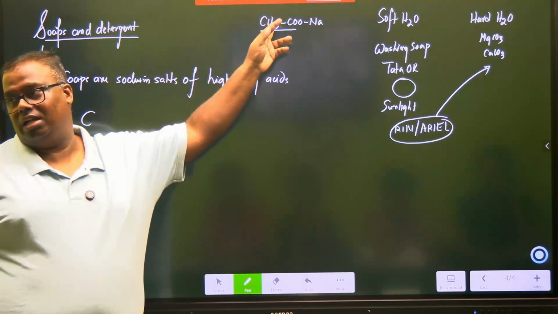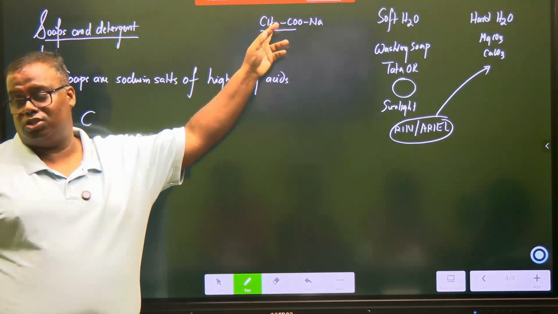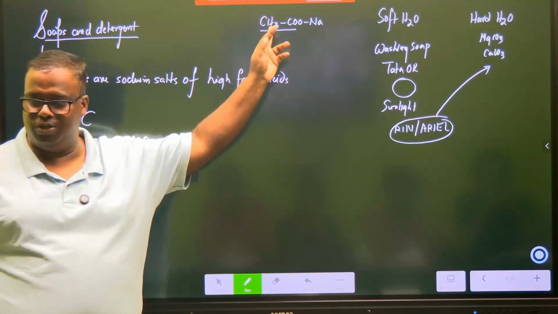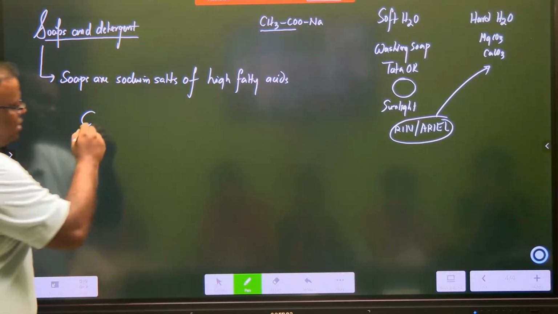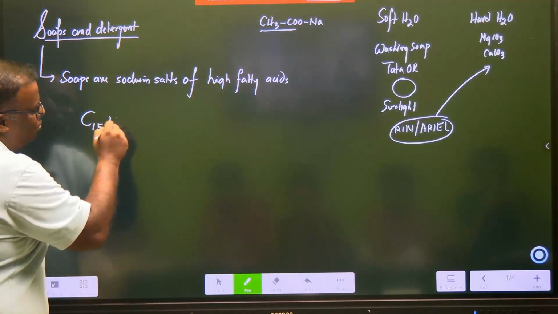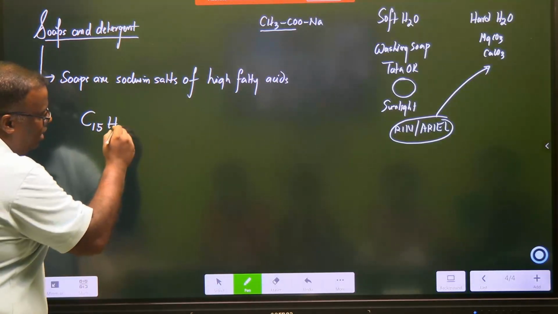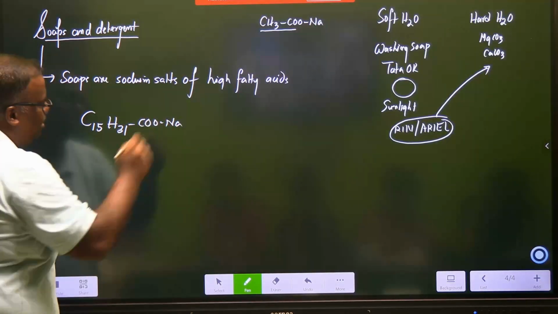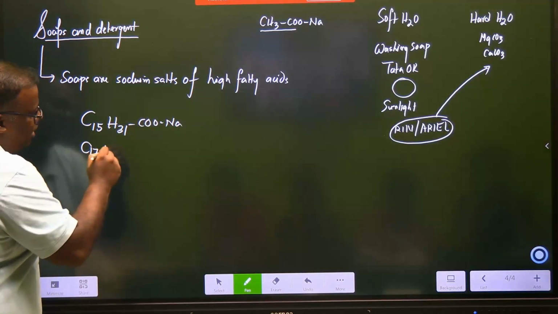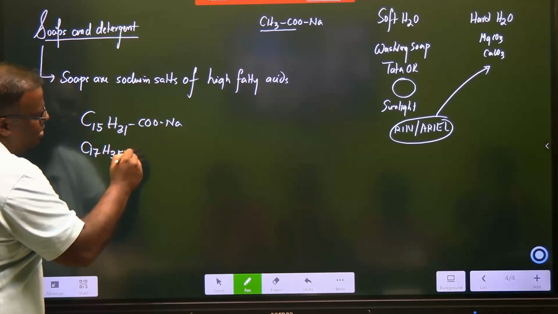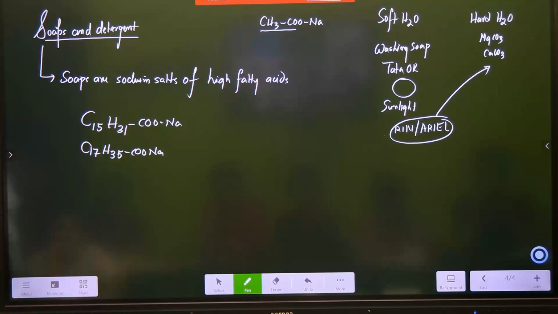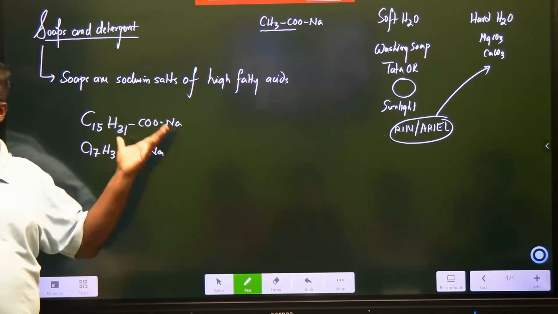What is this? Alkane CnH2n+2, minus 1, so this is CnH2n+1. Have you agreed? So we have chains with 15 carbons. So 15 twos are how much? 30. 30 plus 1? 31. C15H31COONa, or C17H35COONa. These are soaps, sodium salts of high fatty acids.